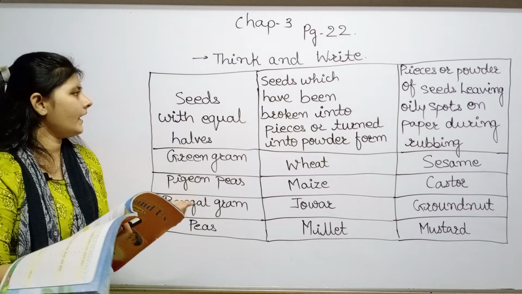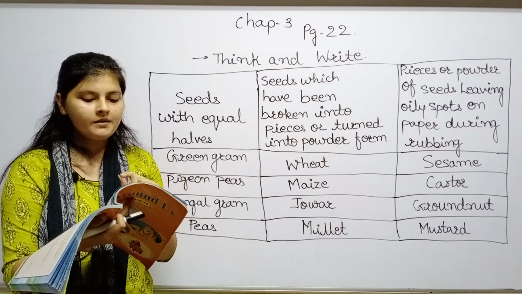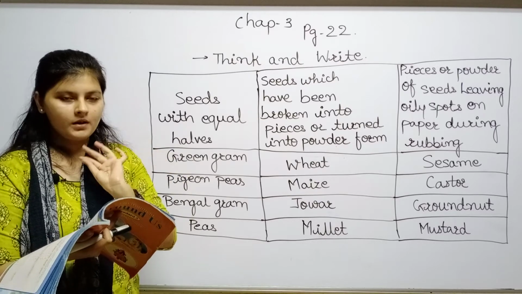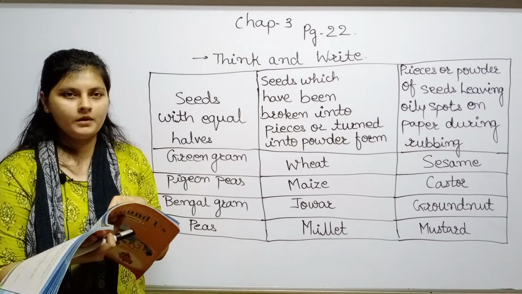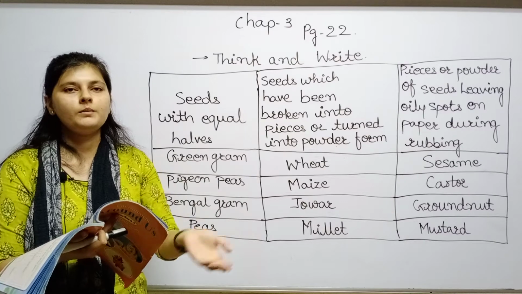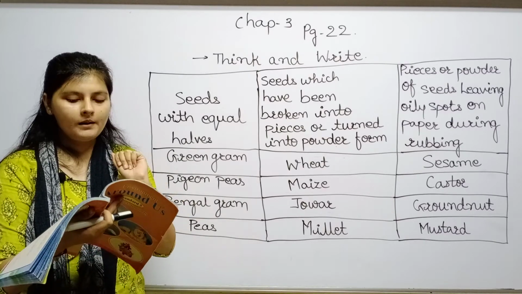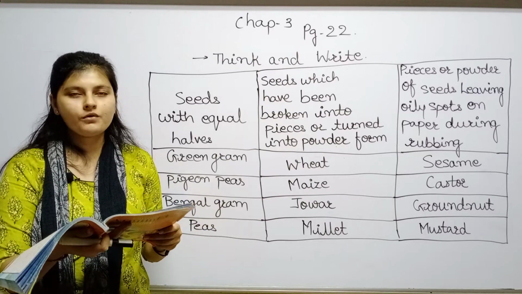So the activity given there is that you break each kind of seed with a stone. Don't do it too harshly, otherwise you can hurt yourself. So tell your mom to do it on your behalf, right? Instead of doing it yourself, ask your mom that please, we have to do an experiment. So you have to break the seeds with the help of a stone. Put aside the seeds which have broken into two halves.